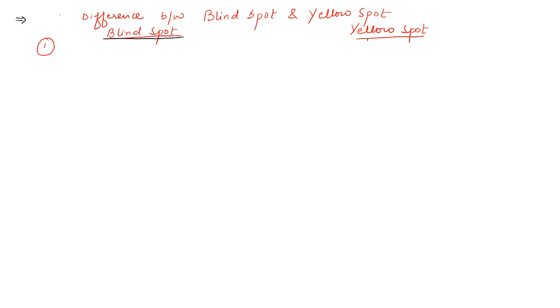This is the blind spot and this is the yellow spot. Now the first point says that the blind spot lies a bit away from the yellow spot, while the yellow spot lies exactly opposite the center of the cornea.